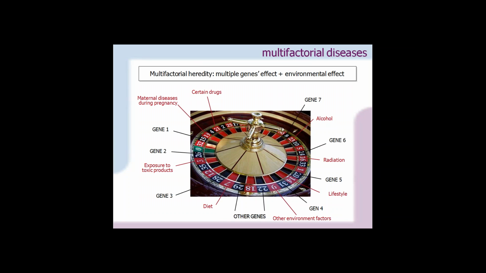It is like playing Russian roulette. We have the black numbers, which are the genetic factors, and we have the red numbers, which are the environmental factors. The more we bet, the more chances we have to suffer from the disease. It is a multifactorial heredity. We need the effect of the genes plus the environment to develop the disease.